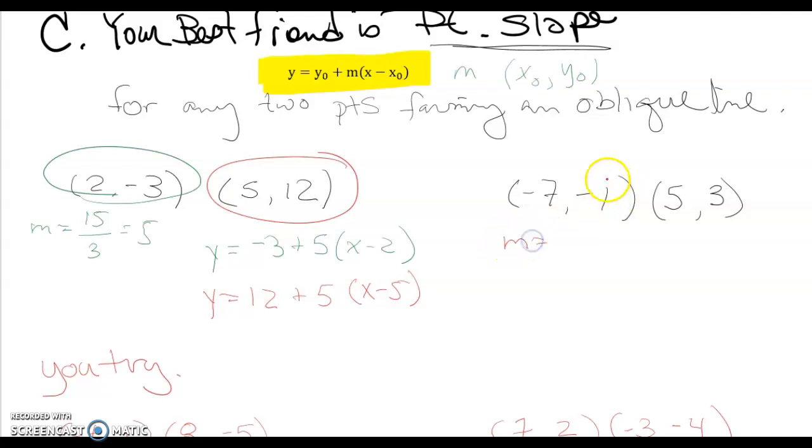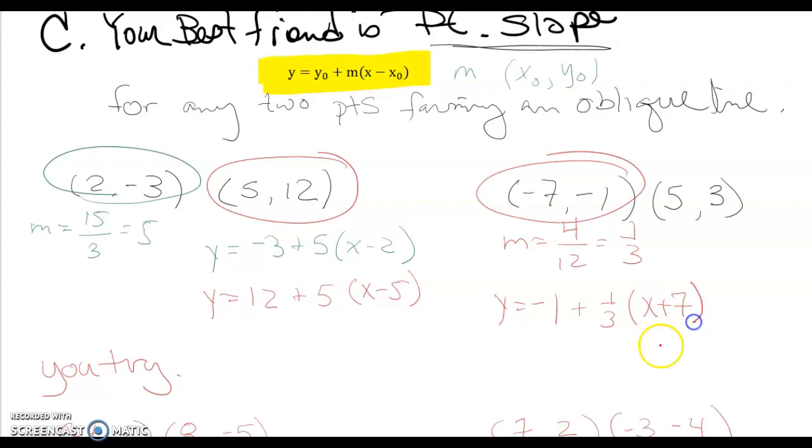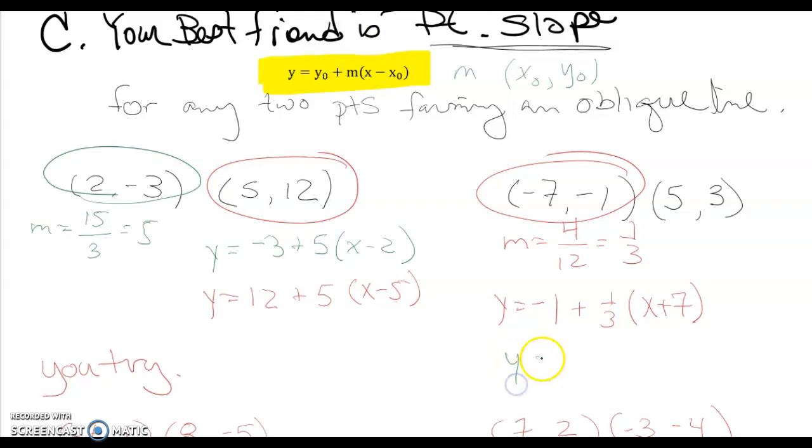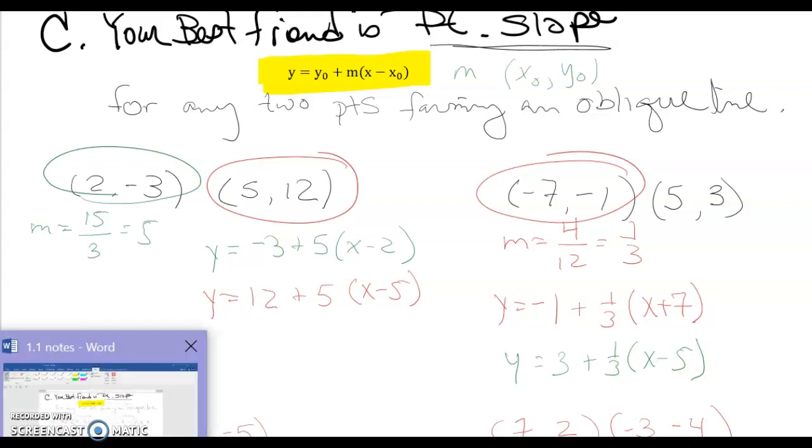Let's try this one over here. Here our slope is going to be up 4 and over 12. And now we can choose this point first. We're going to say y equals the y value plus our slope, x minus -7. Oh, I'm going to call that x plus 7. Or we could use the other point. They're both equivalent. y equals 3 plus 1/3 x minus 5. Try the next couple on your own.